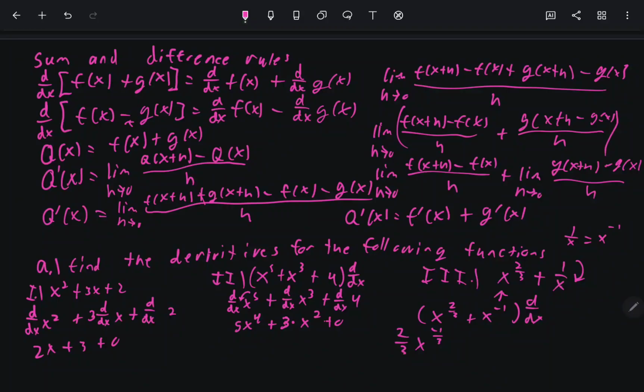The power rule works for any x raised to a power. However, this is a very strong note. D over dx of a function, let's say 3 to the x, does not equal x times 3 to the x minus 1. This does not equal that. That is an exponential function, rather, I misspoke originally.